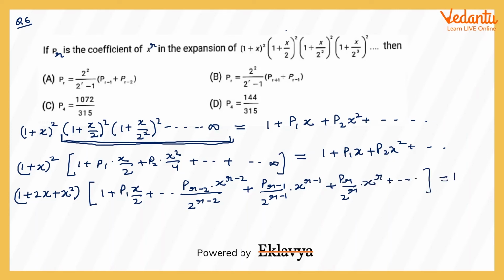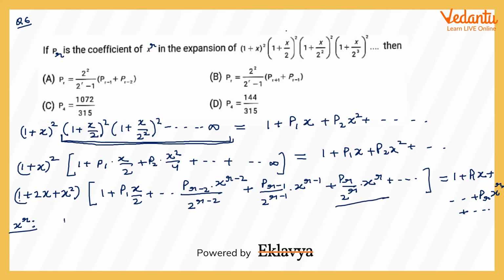And same way, on the right hand side, 1 plus p_1 x, and so on. I will write just p_r into x to the power r, and so on. Now we will compare the coefficient of x to the power r on both sides. On the left hand side, we will get x to the power r if we multiply this one with this term here.